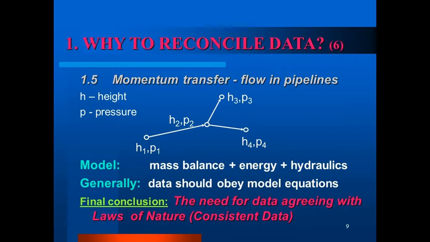The last example shows a hydraulic system, for example a water distribution network. Aside from mass balance, the model comprises also the energy balance and modeling of flow in pipes. For an isothermal model, we need flow rates, pressures, and also geodetic heights. We can suppose that the model will not be exactly fulfilled due to measurement errors of flow rates and pressures. Moreover, in this case, there can be problems with the empirical character of modeling pipeline hydraulics.